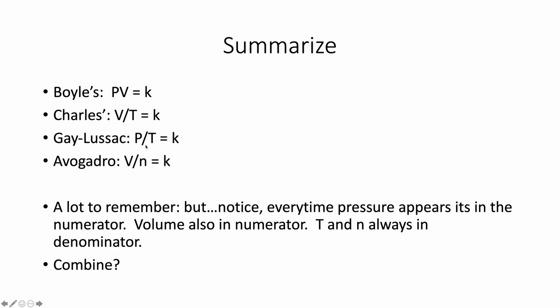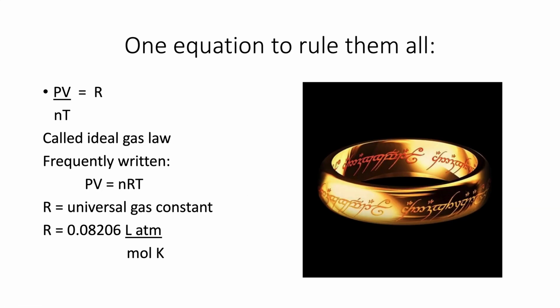But if you think about it, wouldn't it be nice if there was just one equation to do everything with? Well, if you look at this, every time we see pressure, here and in Gay-Lussac, it's in the numerator. Every time we see volume, it's also in the numerator, all three times. The two times we see temperature, it's in the denominator, and number of moles is in the denominator. So what if we combined them? One equation to rule them all. So you see PV over NT could be a constant.